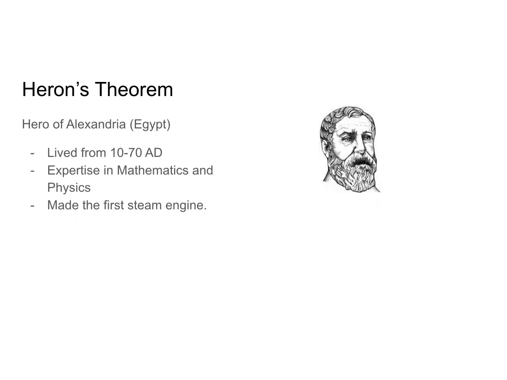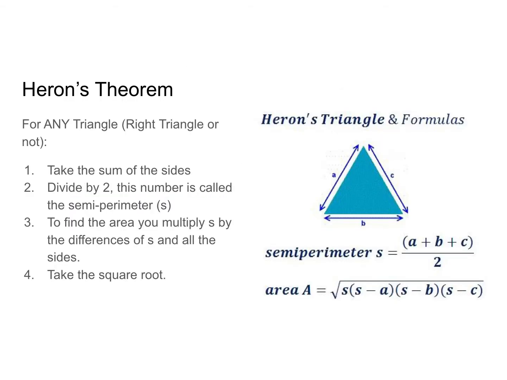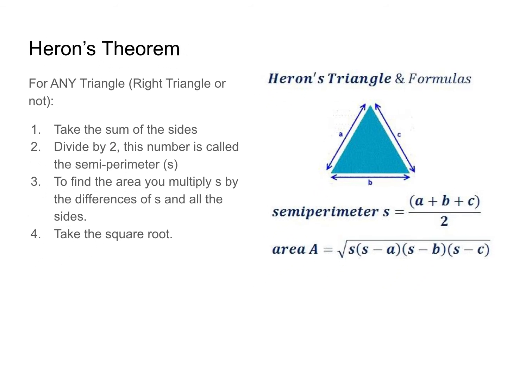Okay, so where does this come from? This is Heron of Alexandria. I'm not sure if that's actually what he looked like. He had an expertise in math and physics. He actually was the first one to come up with a steam engine. He lived 60 years, from 10 to 70 AD, in Egypt. And he also came up with this formula to figure out the area of a triangle. Okay, this is not important. I just wanted background knowledge. Okay, so here's what it is.